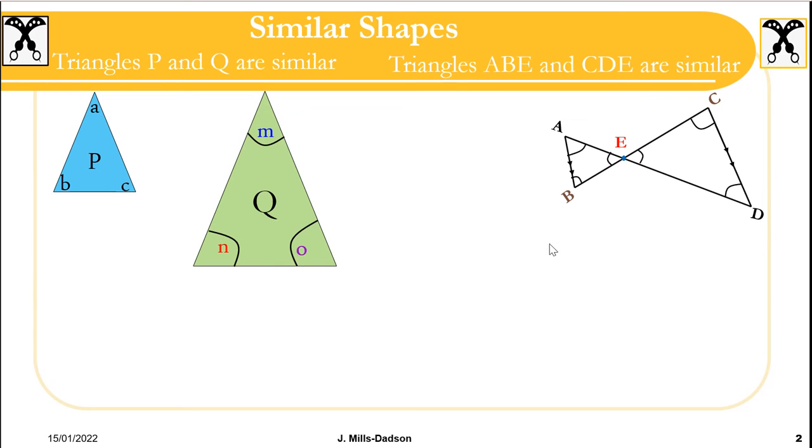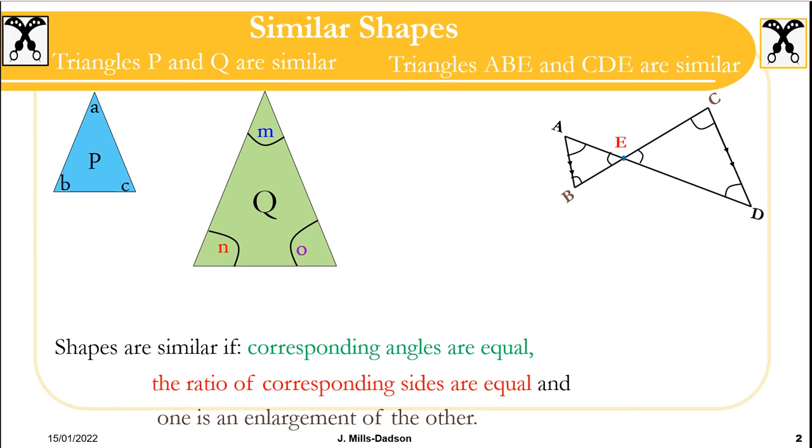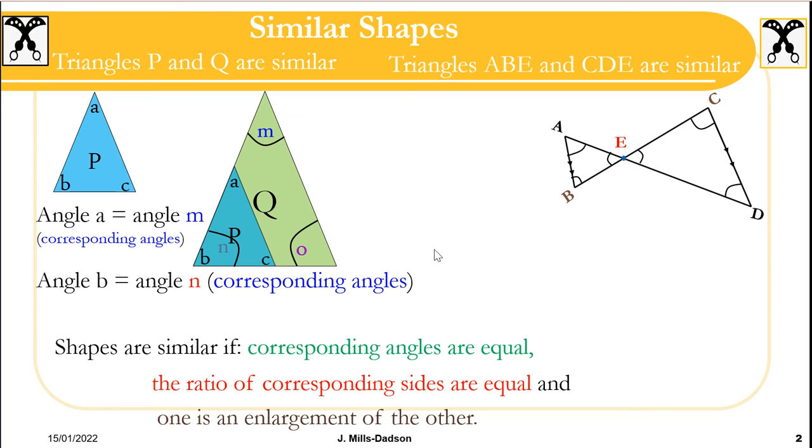One may ask why. Okay, what are the conditions we look for in similar shapes? We say shapes are similar if corresponding angles are equal, and the ratio of corresponding sides are also equal, and one of the shapes is an enlargement of the other. Obviously, we can see Q is an enlargement of P, but how do we know that the corresponding angles are equal? Let's see. A is equal to M, as you can see. B is also equal to N, and C is equal to O.